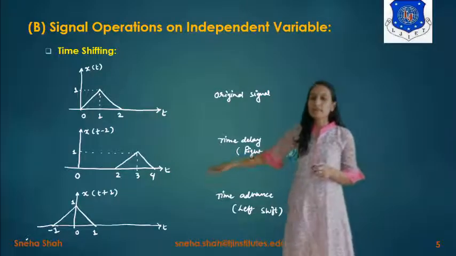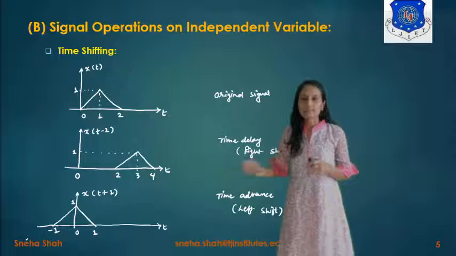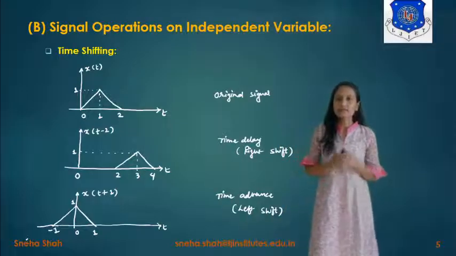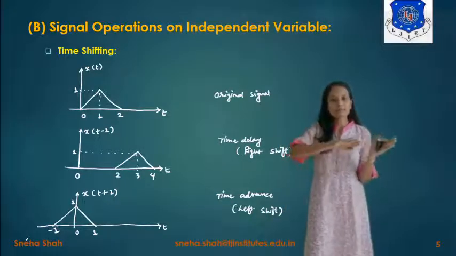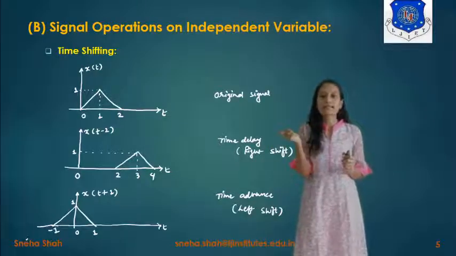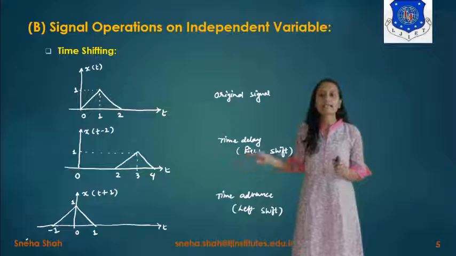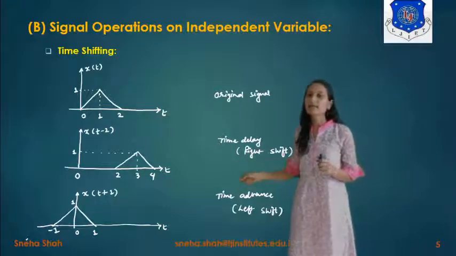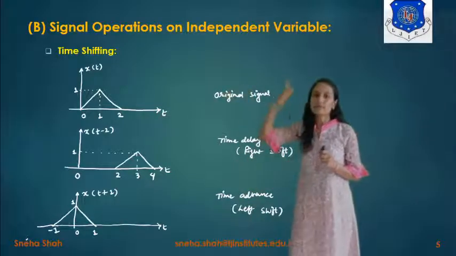In this we have to take x of t plus 1. Suppose we have taken x of t plus 1, it means it will go toward minus 1. So it goes to the negative side, because when we take t equals -1, only then will it be the same as x of t, the original signal.